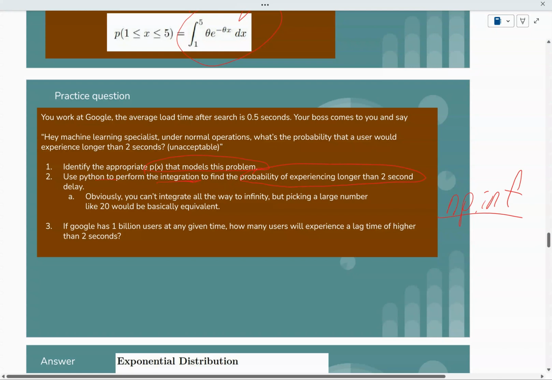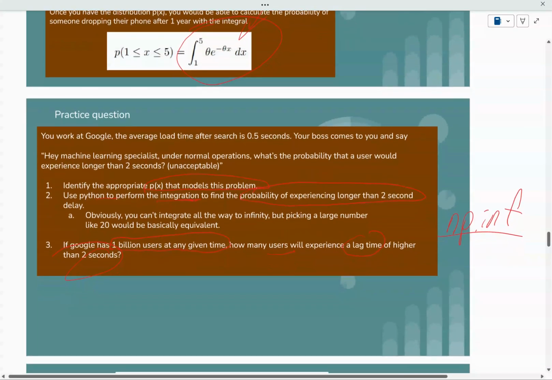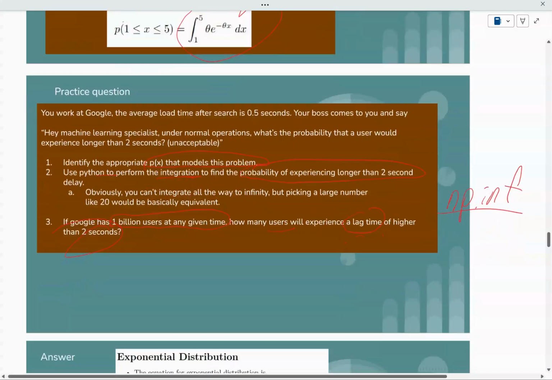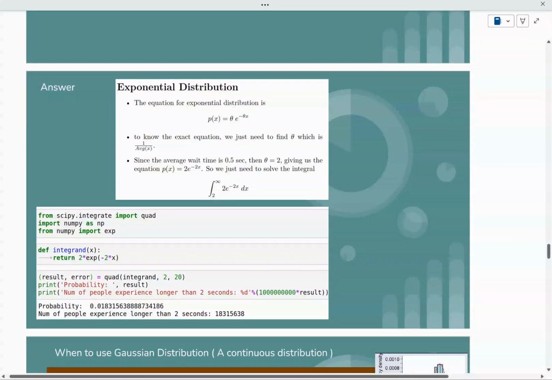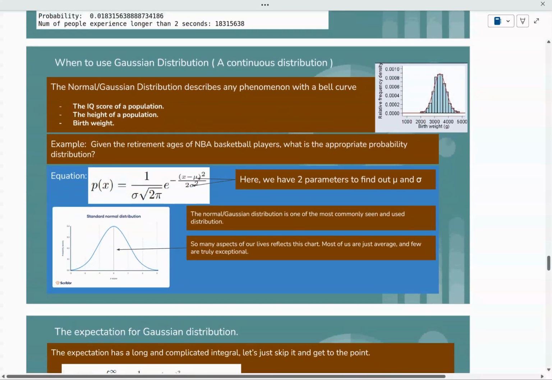np.inf is the NumPy version of infinity. Now, if Google has 1 billion users at any given time, how many users will experience a lag time of higher than 2 seconds? Okay, so pause the video, do this as your next problem. I have provided the answer here. All right, so the next distribution is called the Gaussian distribution.